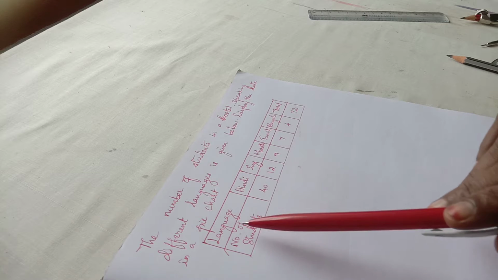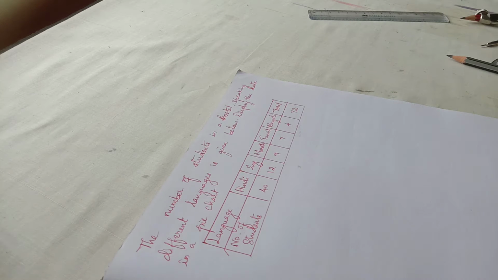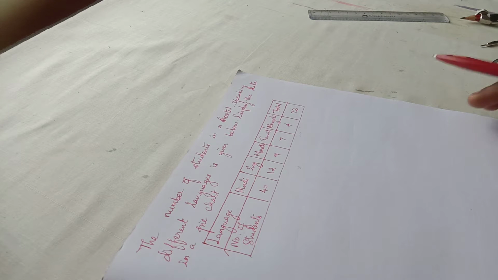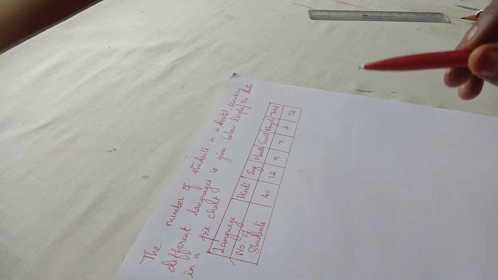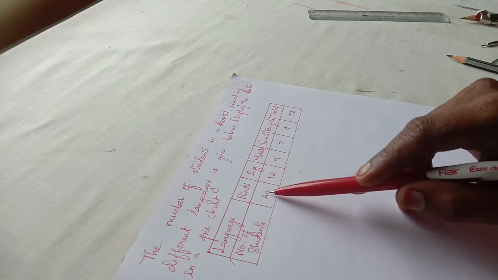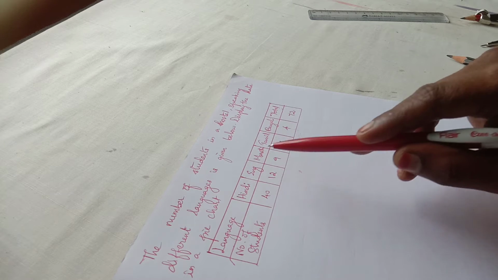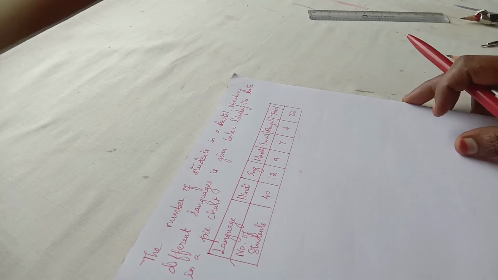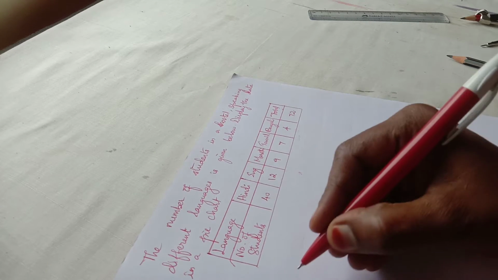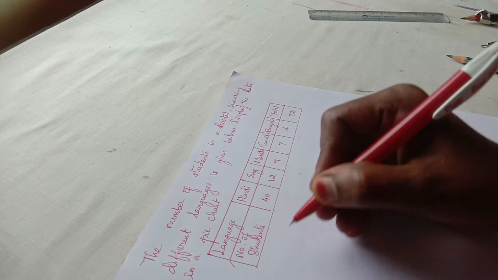Now we need to represent this data using a pie chart. So already we know we need to find the central angle for each sector, for each language. For Hindi how much, for English how much, because we are going to make a circle graph. So first let's find the central angle for each sector. For Hindi let's find out first.